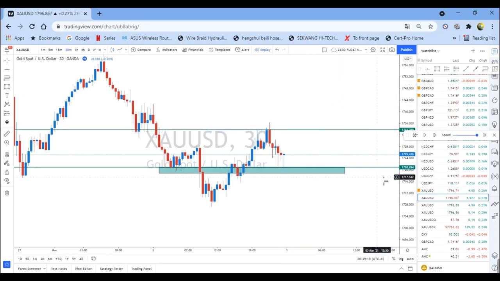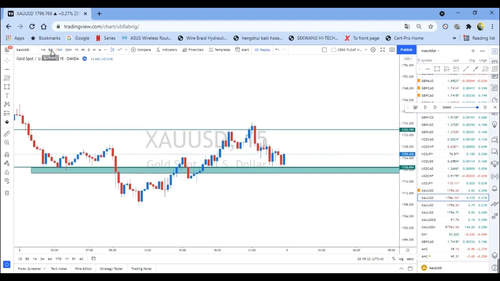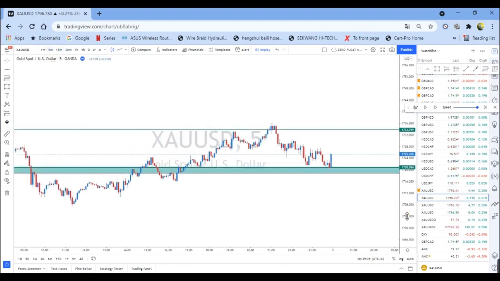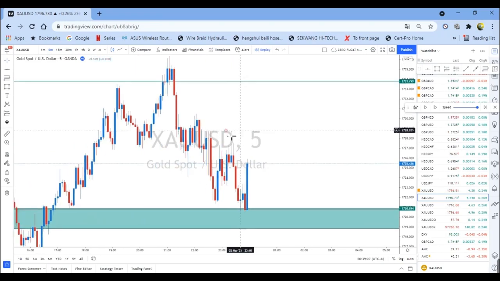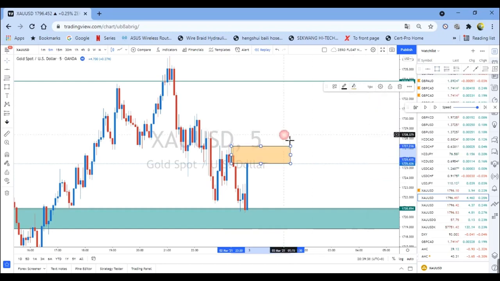Our entry is 1720.894 and exit at 1733.799. Along this way, there are a lot of roadblocks. Let's move to the M15. Let's move to the M5. At the M5, you can see clearly there is a first roadblock in this area. I'm going to mark this. The first challenge that the price is facing, I'm going to put in orange color.